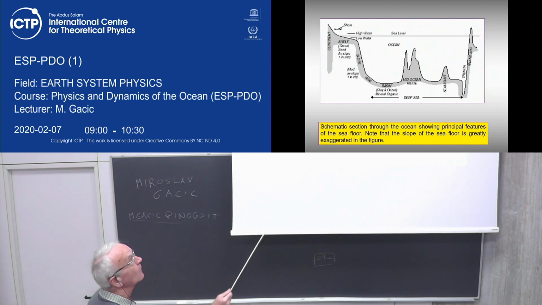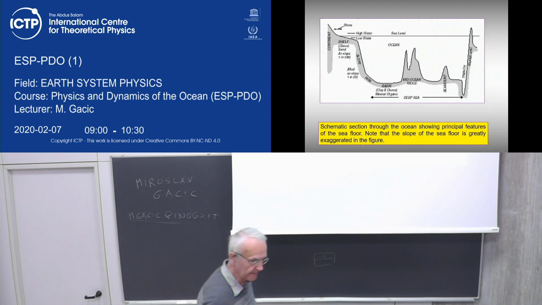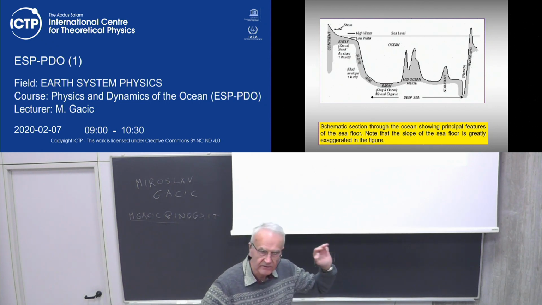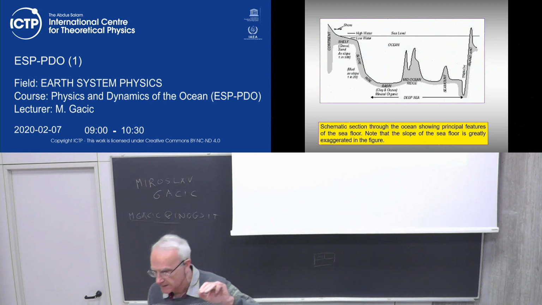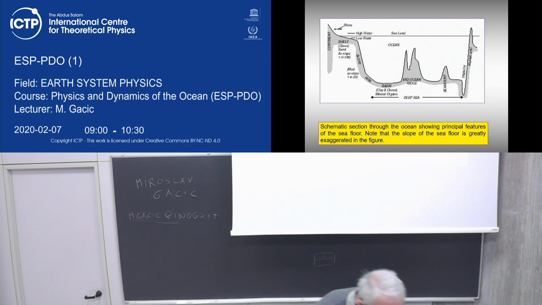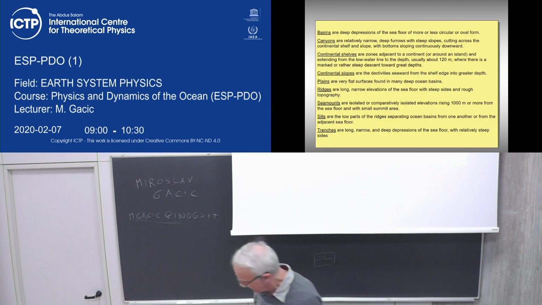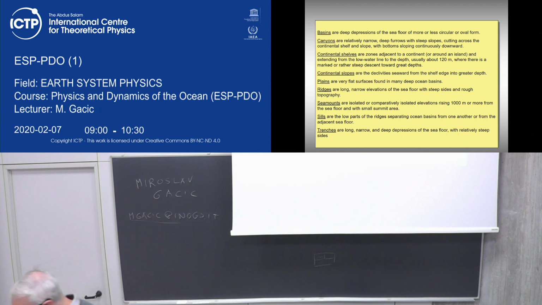So this is why it says here that we exaggerate the vertical scale. We will be exaggerating vertical scales with respect to horizontal scales all the time in order to see the features and the horizontal and vertical distribution of the ocean properties. Here are the descriptions of different features of the bottom.